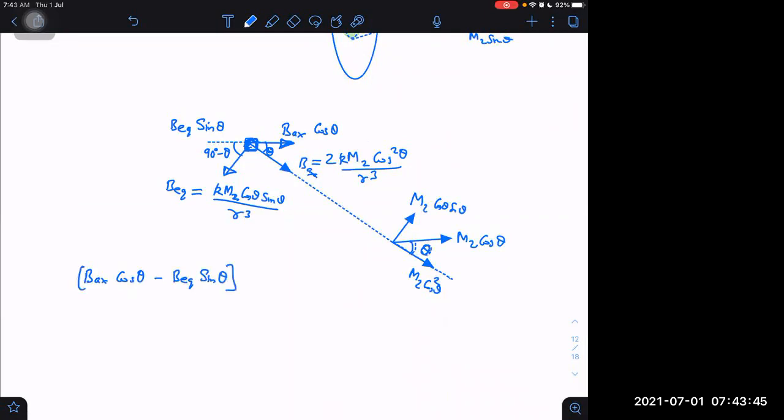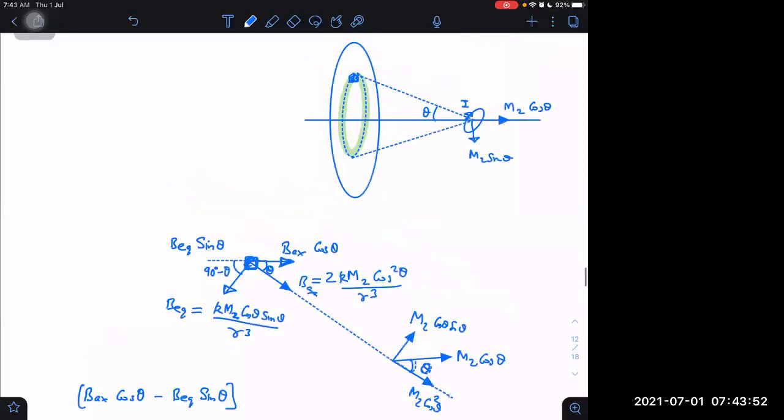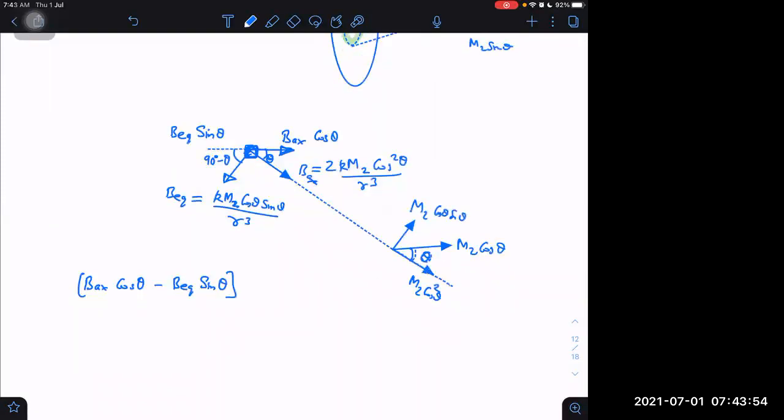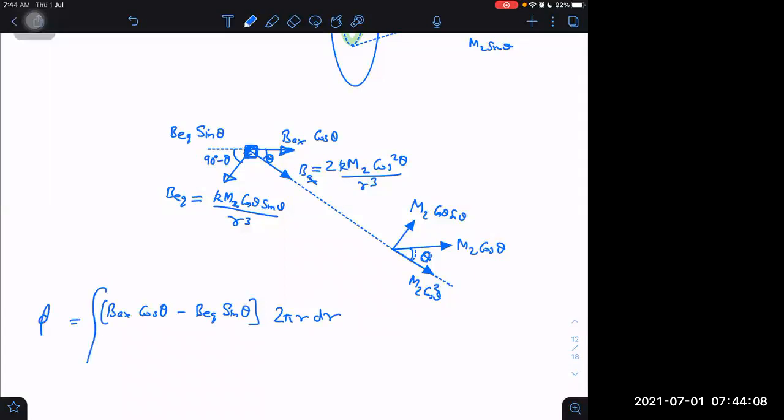Equatorial cos theta minus B equatorial sin theta, into the area vector. I can directly take the total area vector, 2 pi r dr, because I know ultimately the flux will be passing through that only. So the horizontal magnetic field into the total area vector 2 pi r dr, integral, will give us the net flux in 1 due to 2, and I want to see whether it comes out to be the same or not.